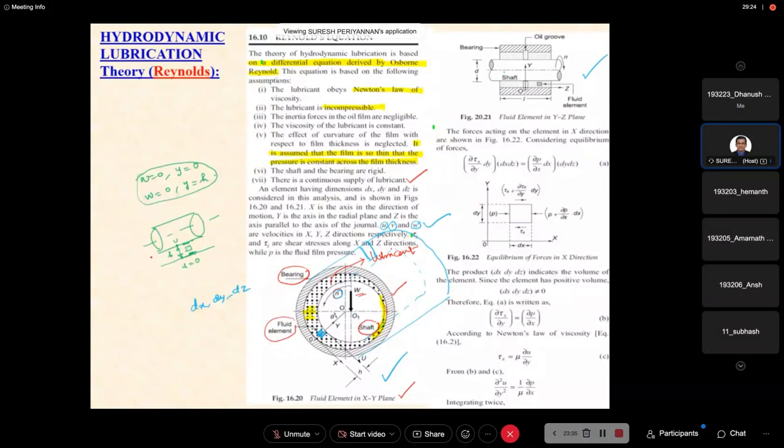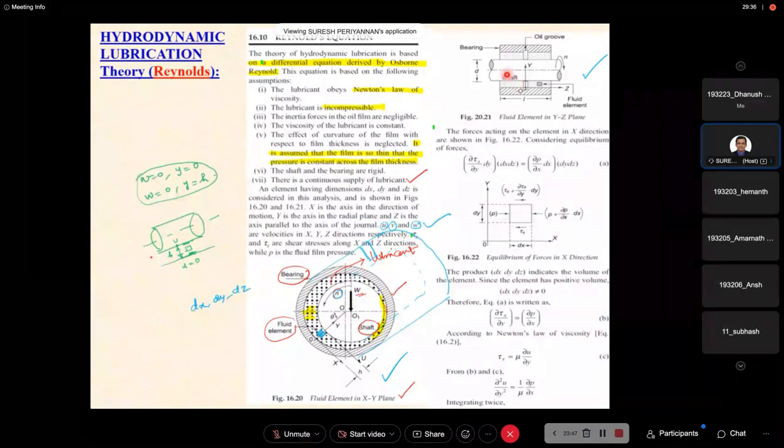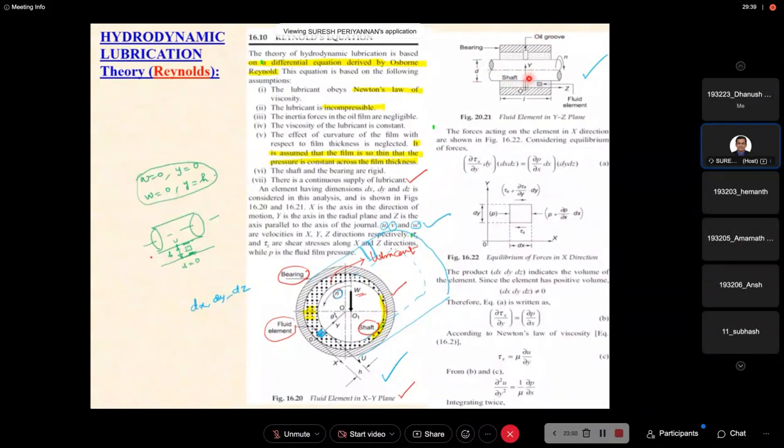In the yz plane, this is our shaft, this is our oil hole, this is our bearing. This is the diameter of the shaft, this is the y direction, this is the z direction. Now this is our fluid element, which we are concentrating on in our derivation. This is the fluid element we consider. Now this is the yz plane view. Please understand here.